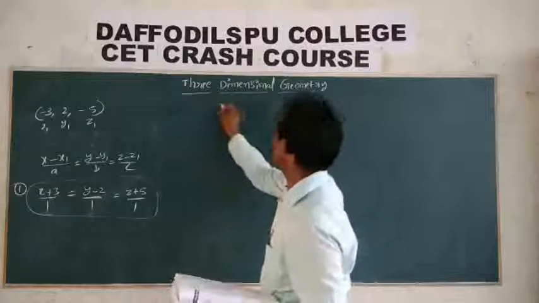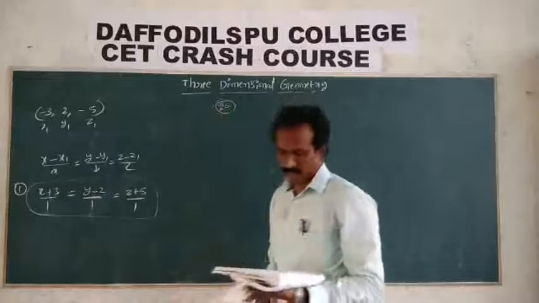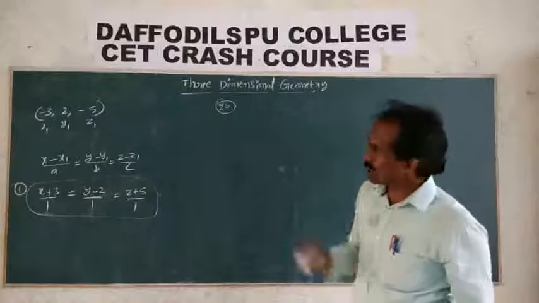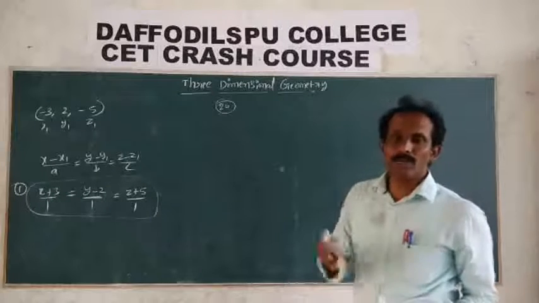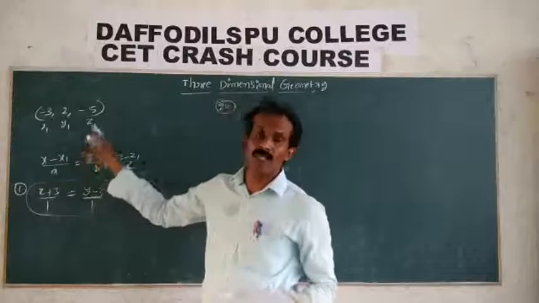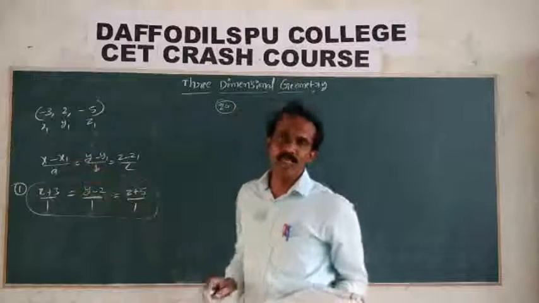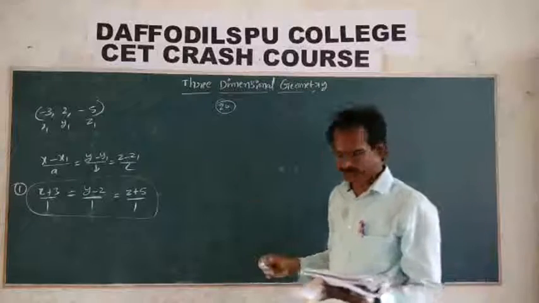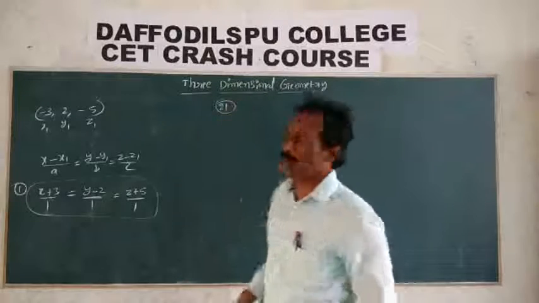Next, 20. The equation of a straight line passing through the points. So we use this formula, the passing through points formula: (x minus x1) by (x2 minus x1), (y minus y1) by (y2 minus y1) is equal to (z minus z1) by (z2 minus z1). Use that formula, we get the answer. Next, 21. Okay, good homework, that one.